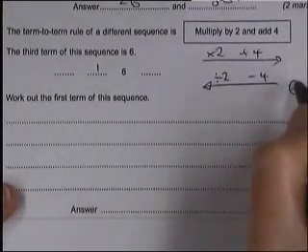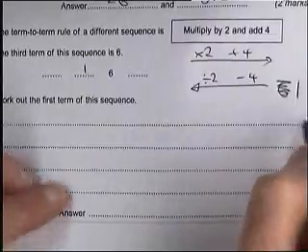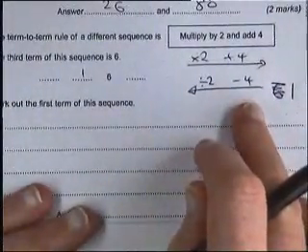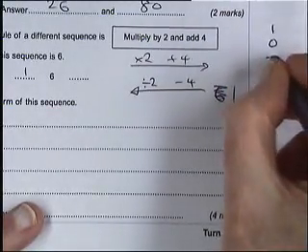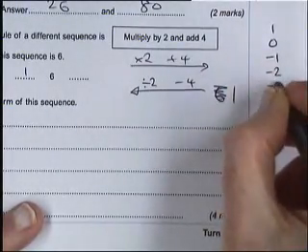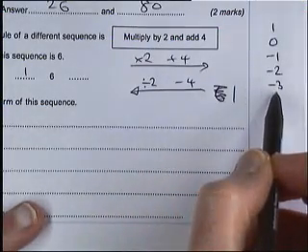Now we're going to do it again, but I'm not going to have 6 in here. I'm going to have 1 coming into here. 1 take away 4. Well, we're going down in minus numbers. So we've got 1, go down 1, a 2, go down 3, go down 4. So 1 take away 4 is minus 3.